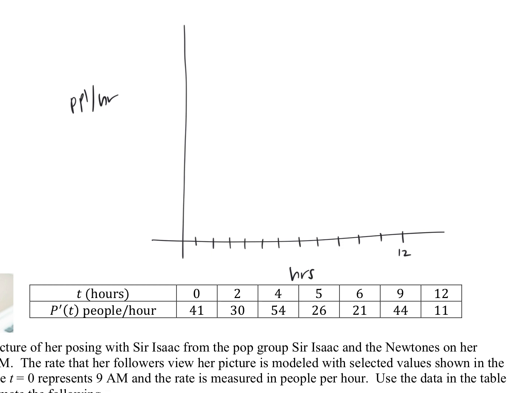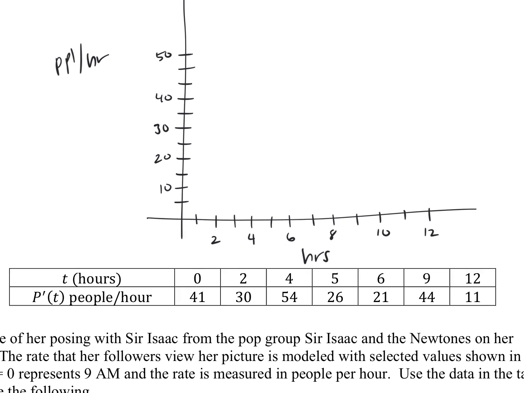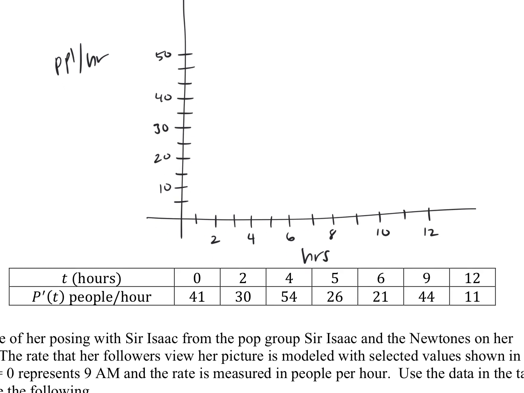For hours, I'm going to go by ones. And then I'm going to go by fives on my people per hour. Okay, and all I'm going to do is label all these points that are given to us in the table on our graph so that we can draw some pictures on there and make sense of what's happening.